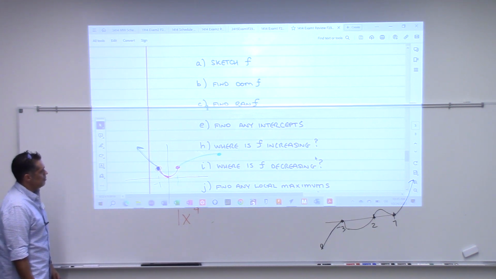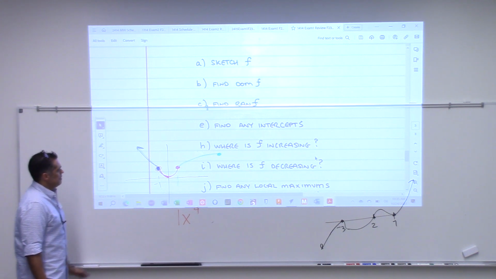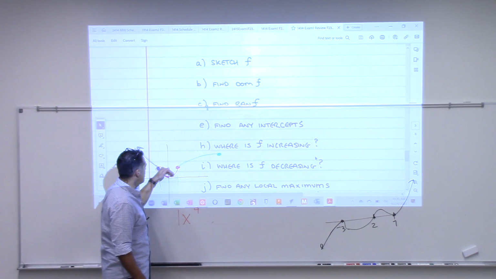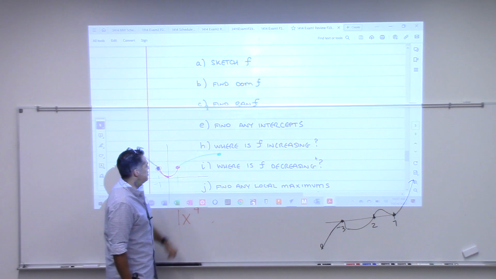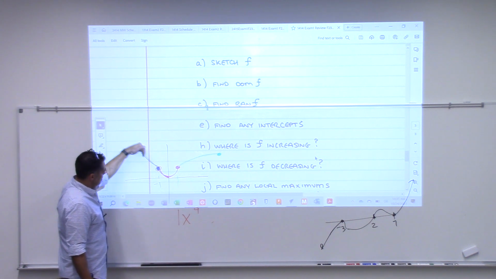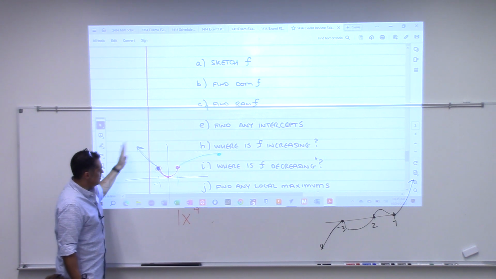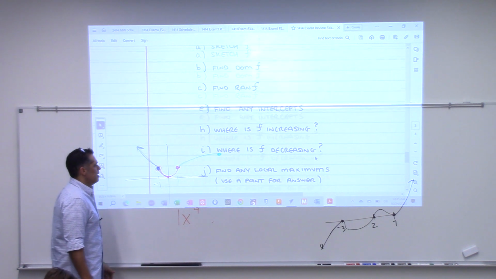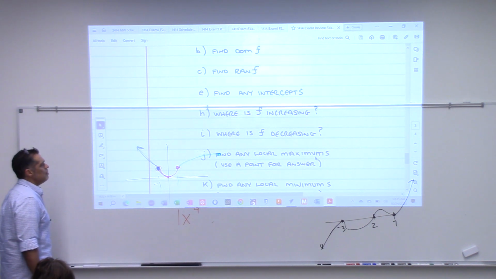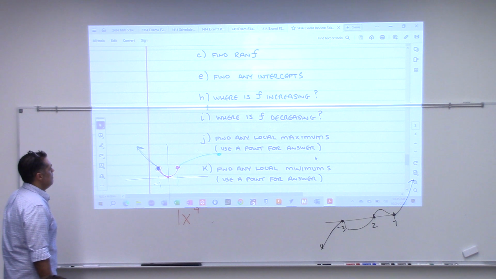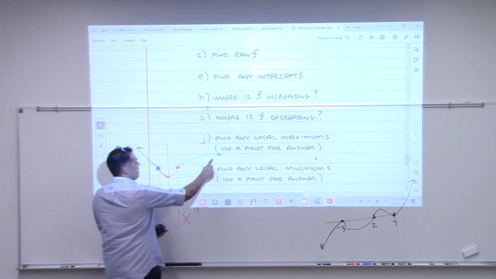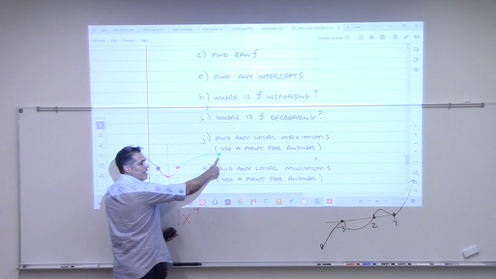Where's the function increasing? Ooh, that's a tricky one. From 0 to the right, you're always going up. Where is it decreasing? Here, right? -infinity to 0. Local maximums. Do you have any local maximums? You could say that this right here is a local max. You could say that that endpoint is.